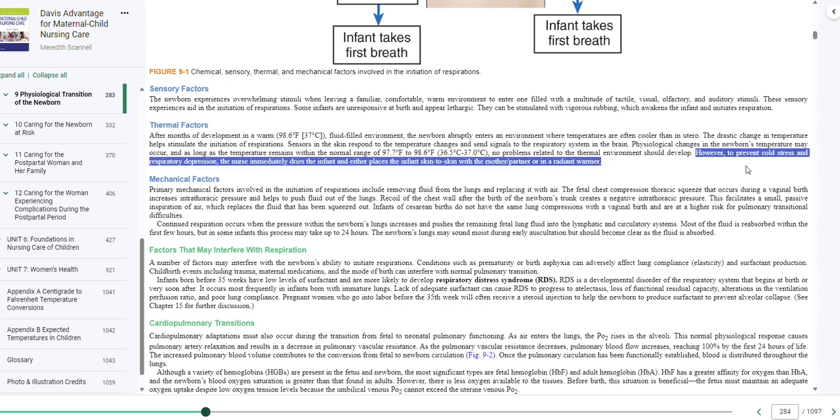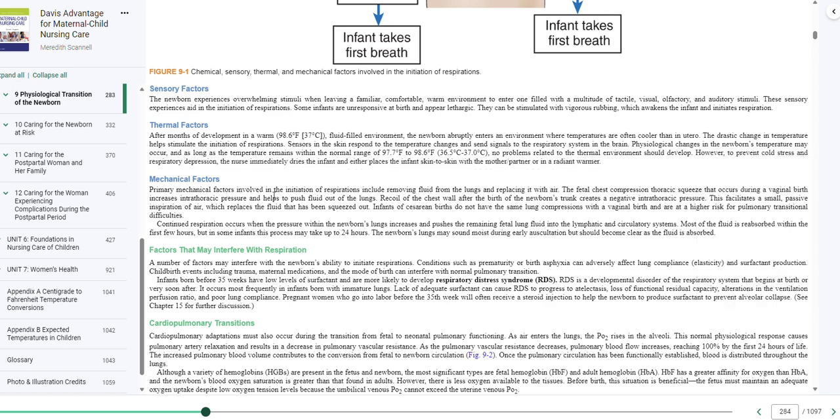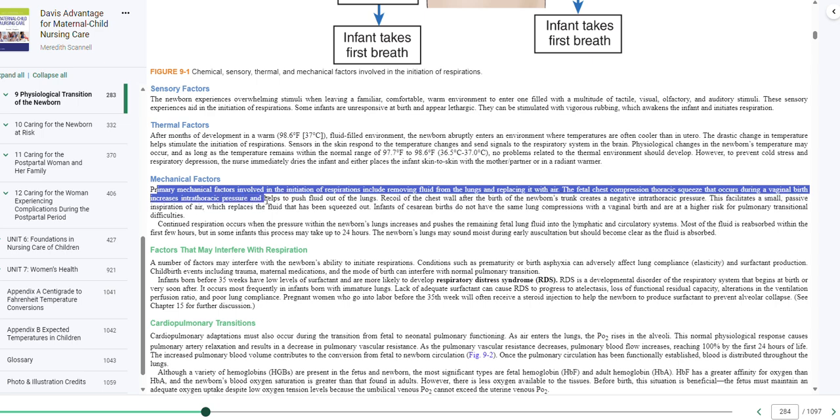However, to prevent cold stress and respiratory depression, the nurse immediately dries the infant and either places the infant skin to skin with the mother/partner or in a radiant warmer. And then mechanical factors, which is another wink and a lollipop, is this paragraph here where it's talking about the primary mechanical factors involved in initiation. These include removing fluid from the lungs and replacing it with air, that first breath. And then the chest compression or that thoracic squeeze that occurs during vaginal birth.